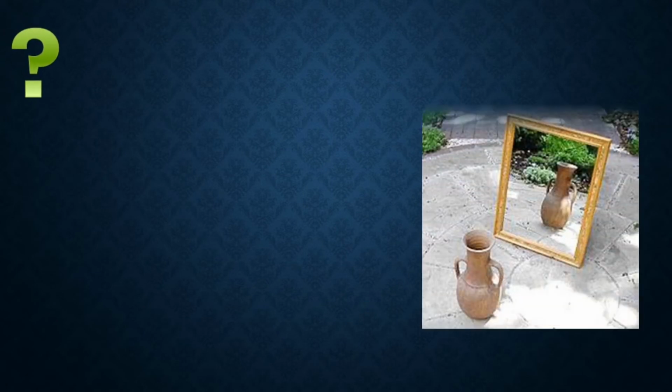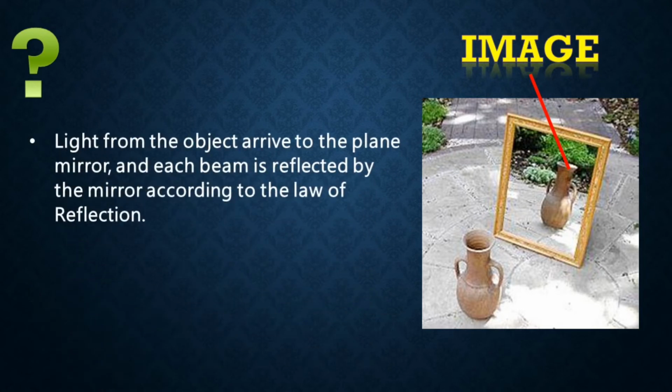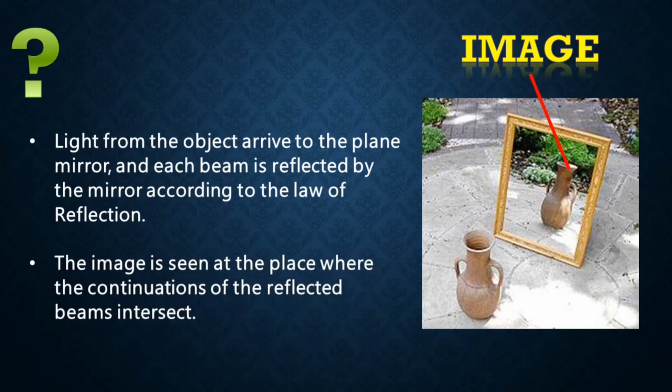If you keep an object in front of the mirror, what do you see? Yes, you see the image of that object on the mirror. The mirror that you always use in your daily life is a plane mirror. Light from the object arrives to the plane mirror and each of the beam is reflected by the mirror according to the laws of reflection. And the image is formed at a point when these reflected rays meet.